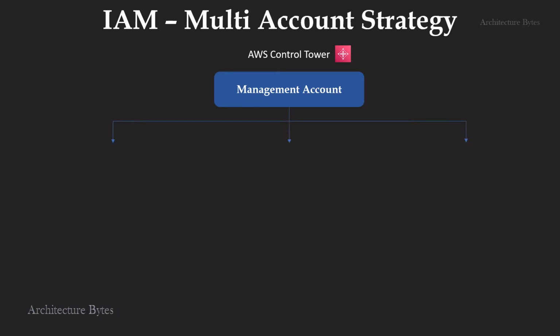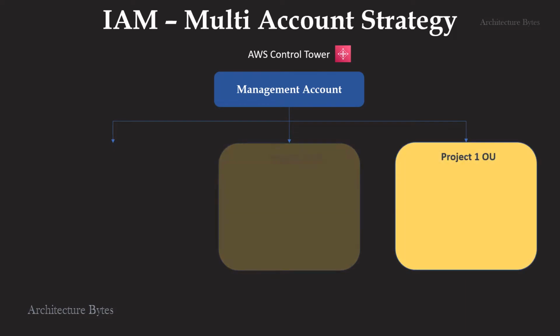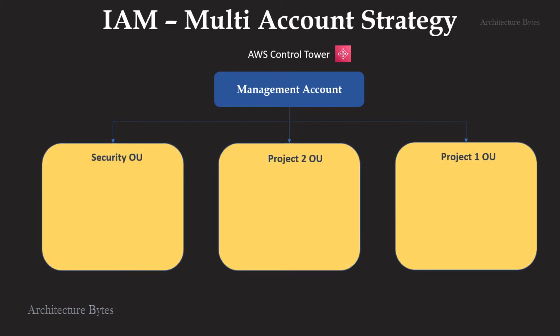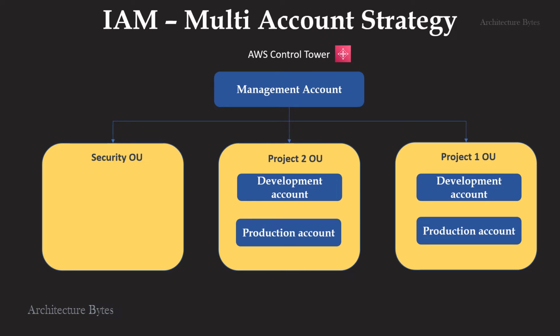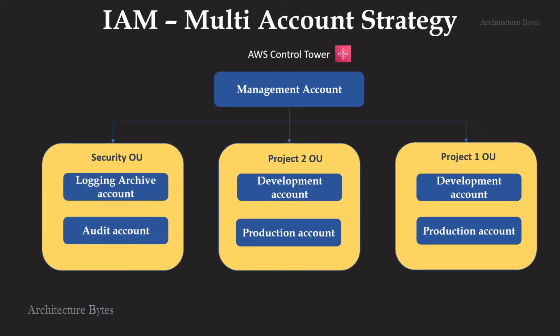These could be your business departments like sales, marketing, manufacturing, or perhaps projects. In our example, we have Project 1, Project 2, and Security as our organization units. Within each organization unit, you can create accounts. So, Project 1 has a development account and a production account. Similarly, for Project 2 OU, while Security OU has a logging archive and an audit account.